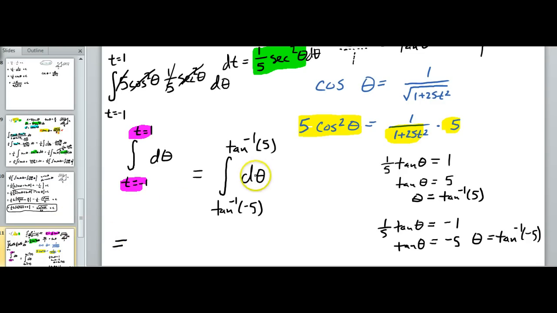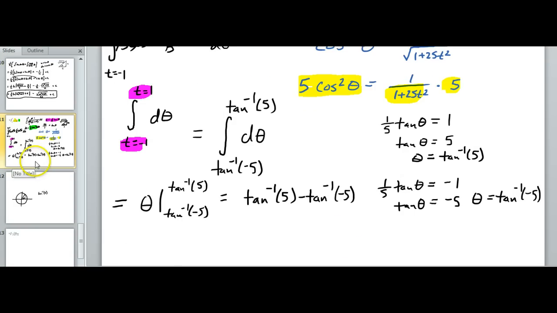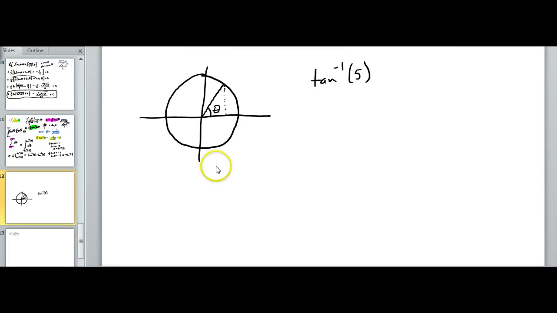So when I take the integral of d theta, I get theta, and then I evaluate from arctangent of -5 to arctangent of 5, and plugging those in gives me the exact difference: the arctangent of 5 minus the arctangent of -5. Now this will actually simplify, and if you come with me to this slide, I'll explain why.